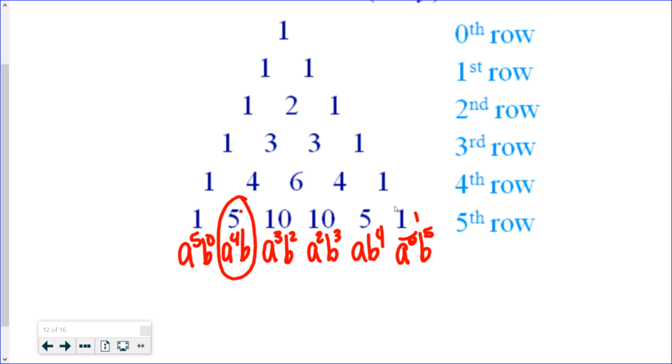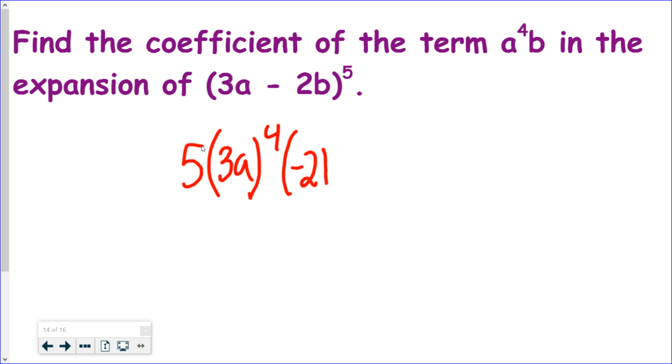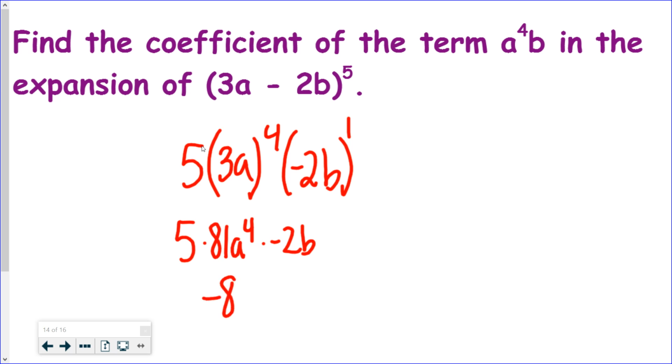So my coefficient is going to be 5. My first term, the quote-unquote a term, is going to be 3a. Now keep in mind, these could be x and y or h and k or all sorts of things. But that first term is going to get raised to the 4th power. The second term is raised just to the 1st power. So this is 5. 3 to the 4th is 81, a to the 4th. And then negative 2 to the 1st power is just negative 2 times b. And we are multiplying these guys together. So 5 times negative 2 is negative 10 times 81. This would be negative 810 a to the 4th b.